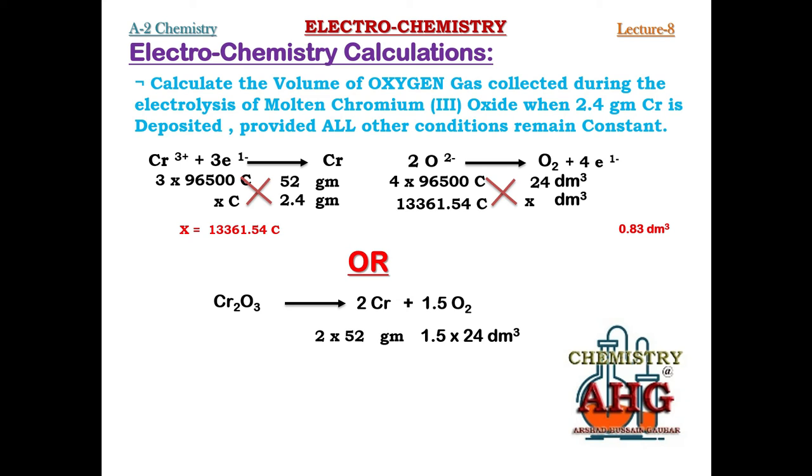And in the question, you have been given 2.4 gram chromium. It would produce how many cubic decimeter of oxygen? X. That's it. Simply cross multiply, you will get the answer, and you can see the answer is the same as what we got using the previous method. Is it clear? Okay, let's move on.